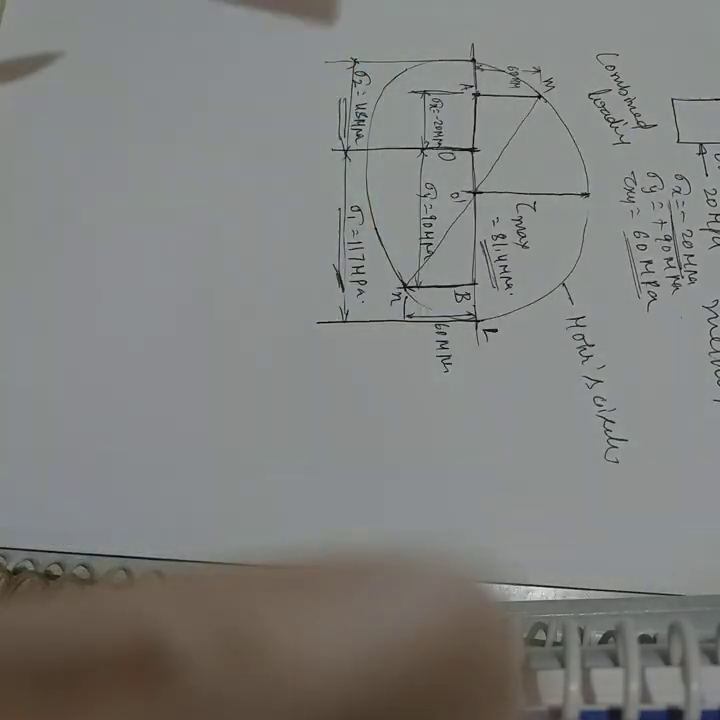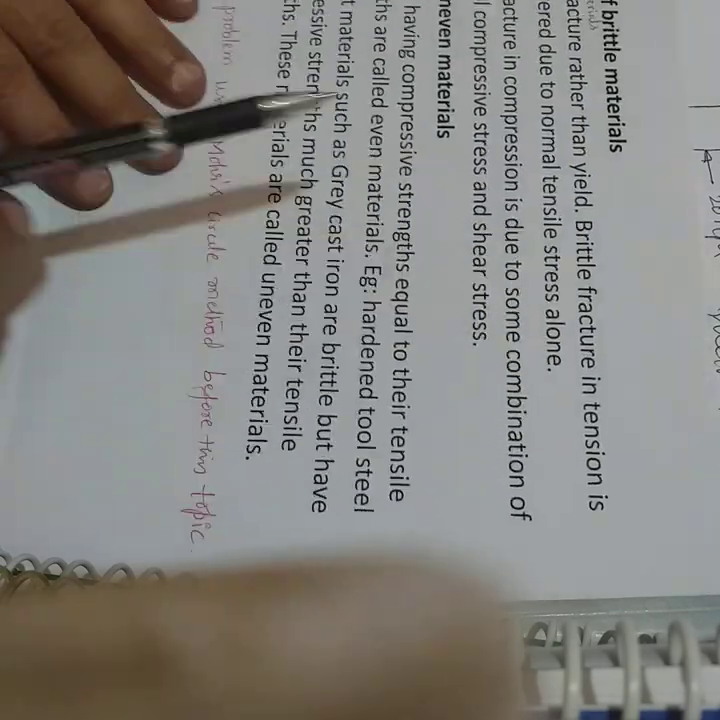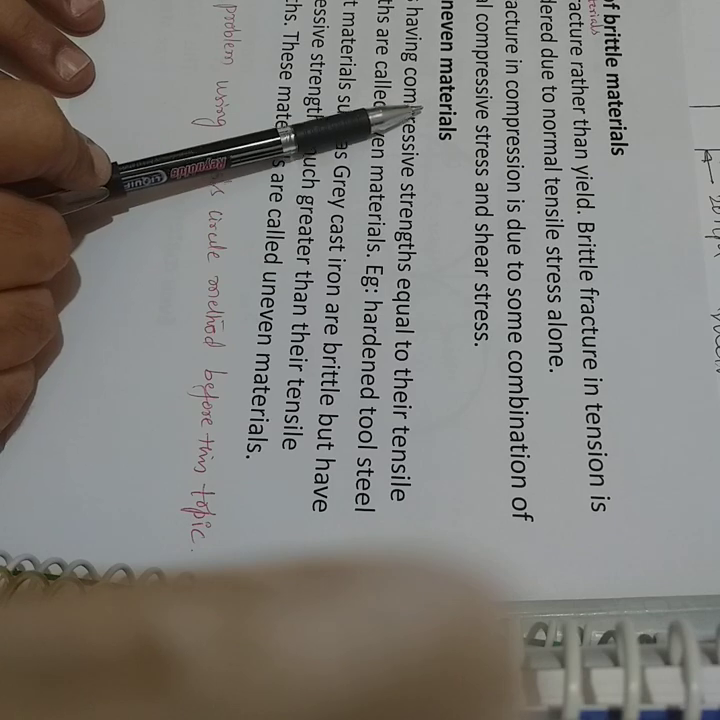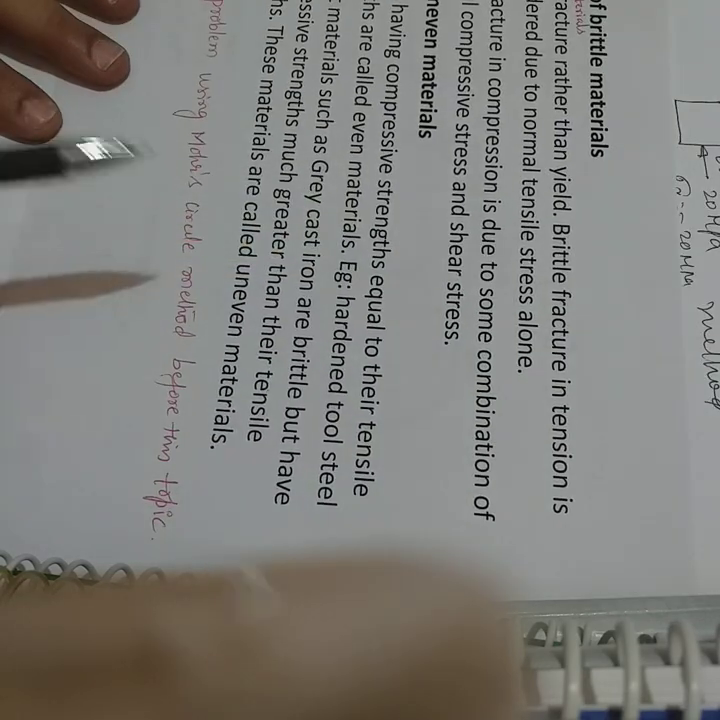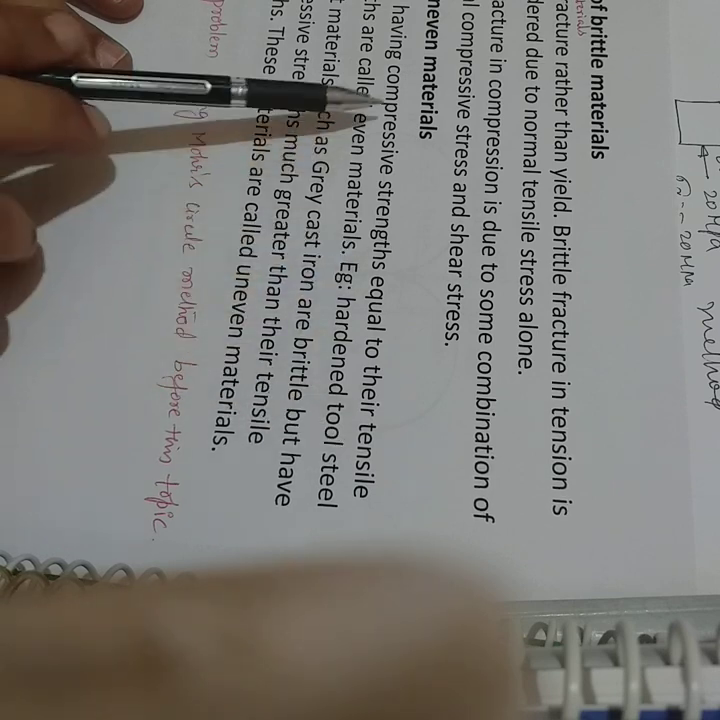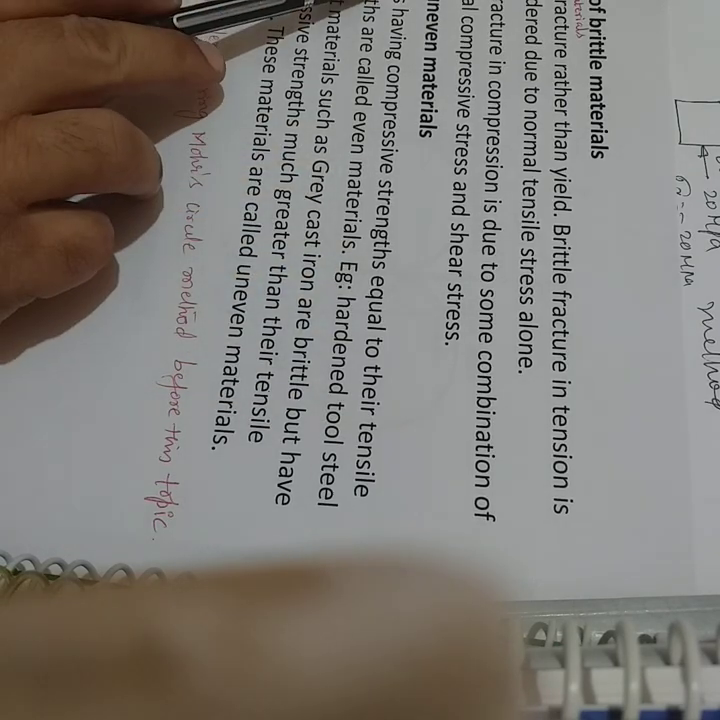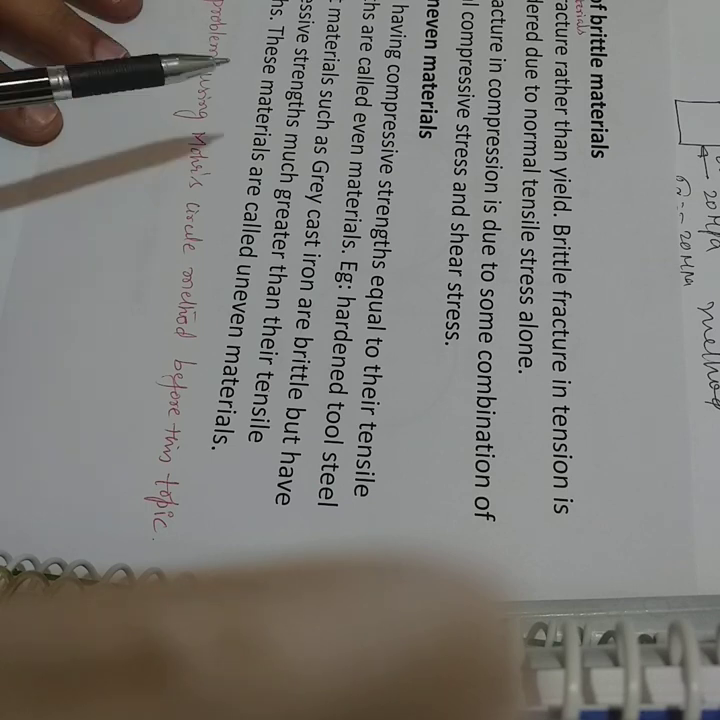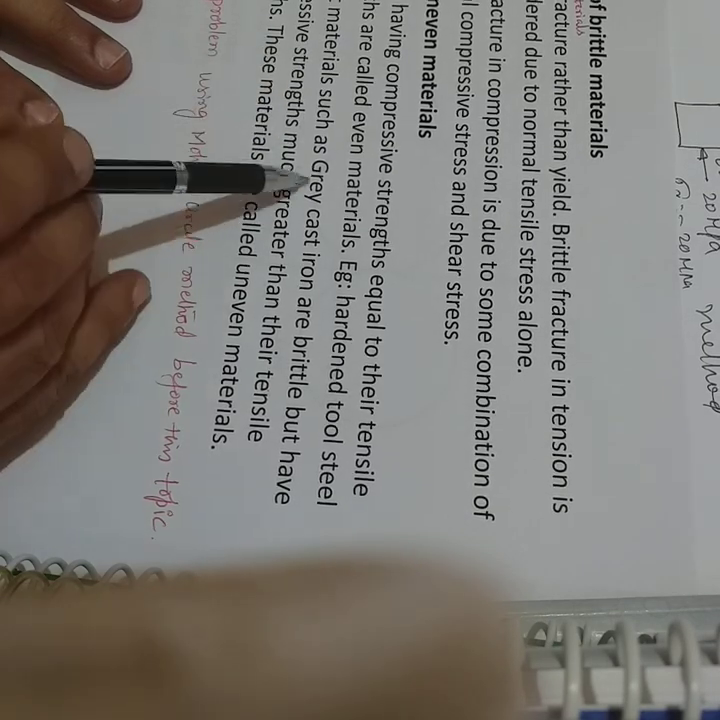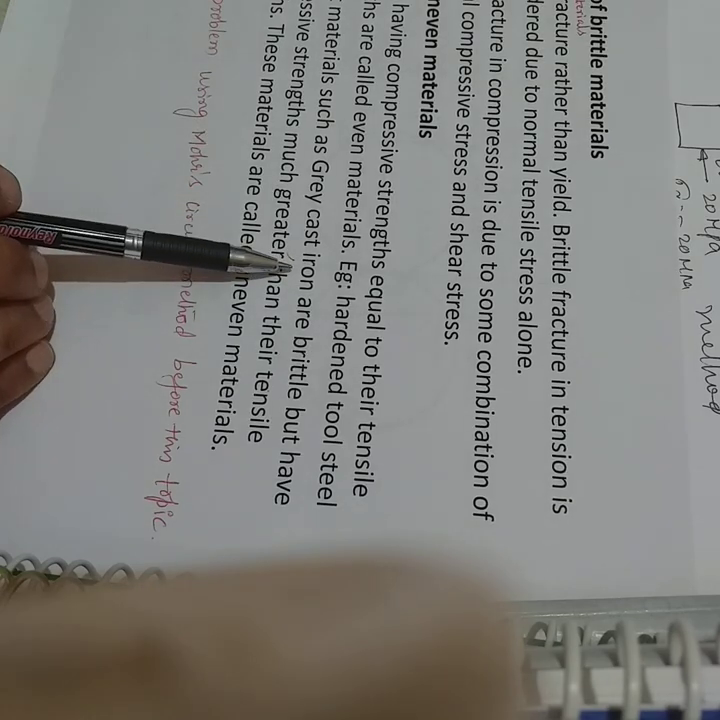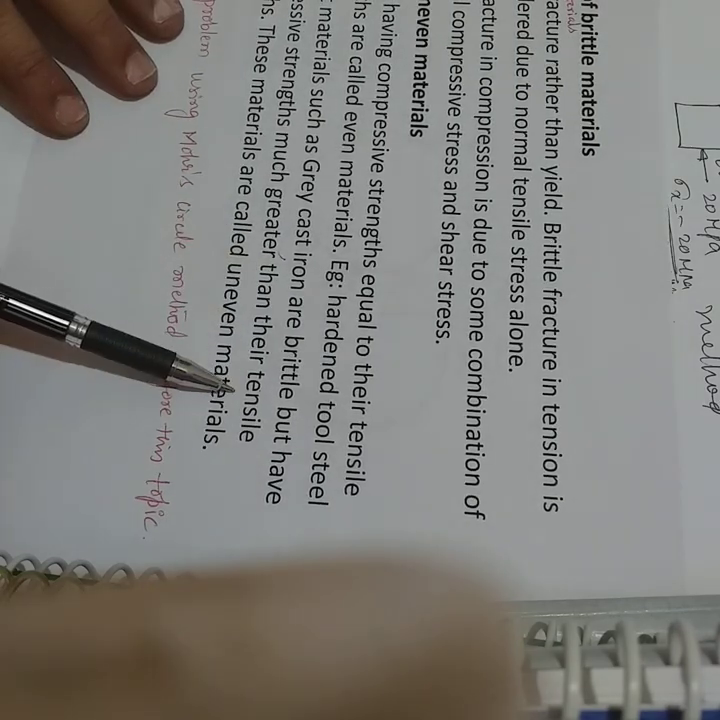Now let's look at the failure of brittle materials. Here brittle materials fracture rather than yield. As we know, the brittle material does not have any yield point. Now let us look at what are even and uneven materials. Materials which have equal strength both in tension as well as compression are called even materials, whereas materials such as grey cast iron have high compressive strength but less tensile strength. Such materials are called uneven materials.